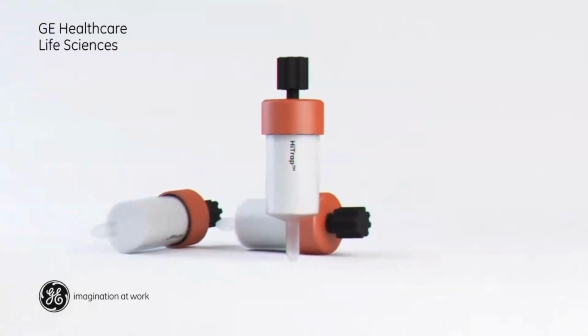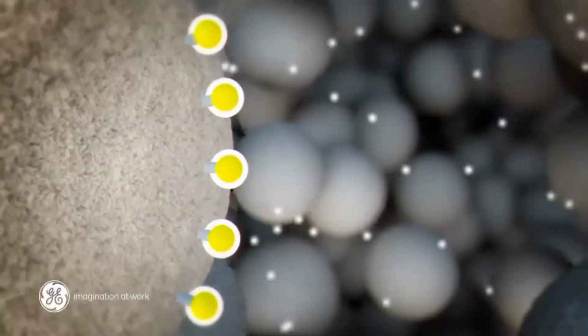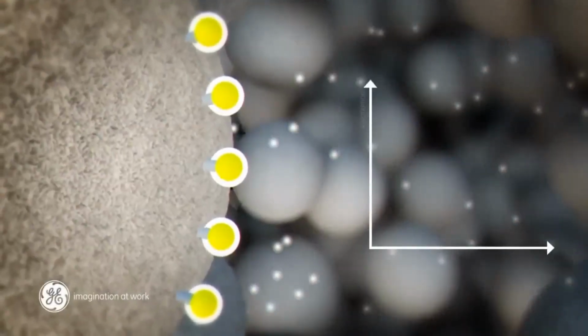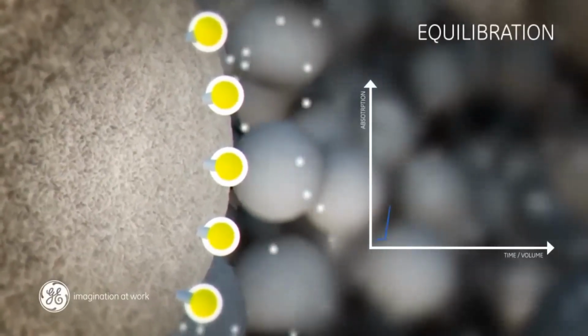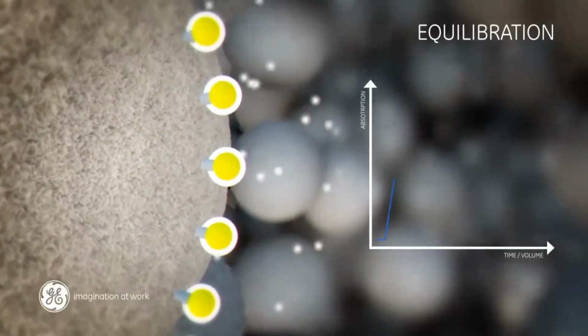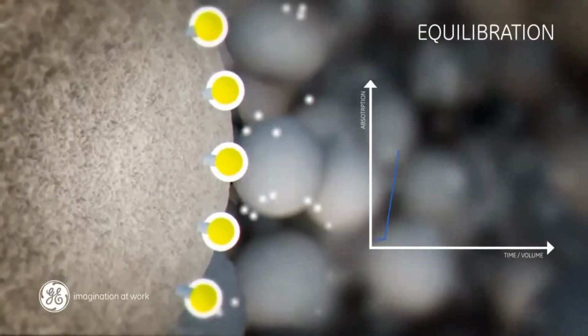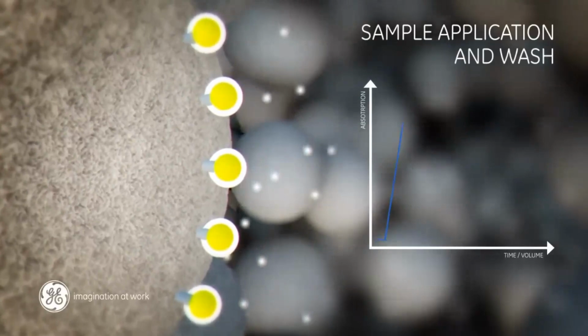The first step is the equilibration of the stationary phase to the desired start conditions. Equilibration is performed by adding salt to the mobile phase. The general equilibration buffer in this step is 50 millimolar sodium phosphate with 1 to 1.5 molar ammonium sulfate.